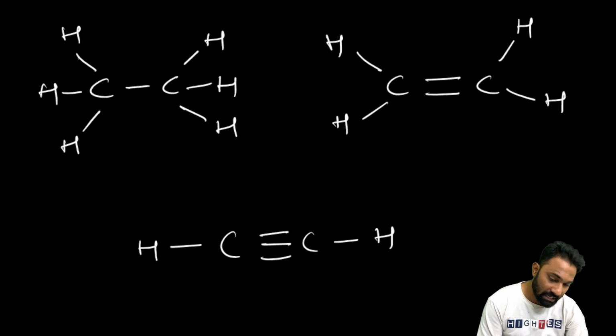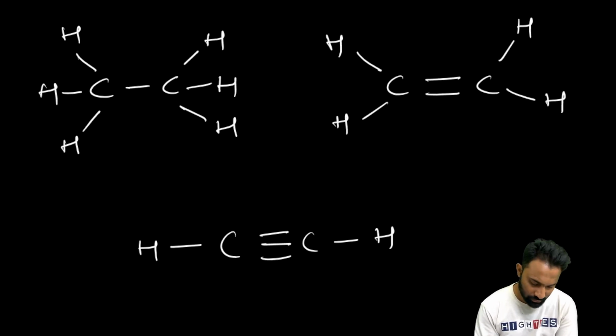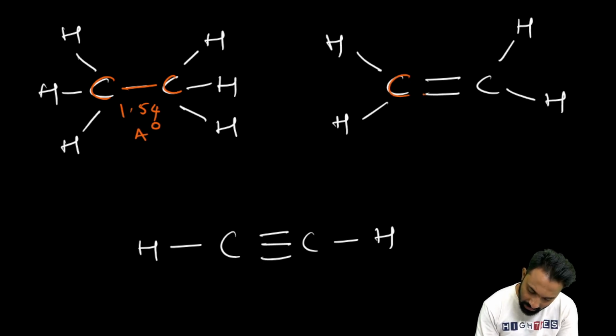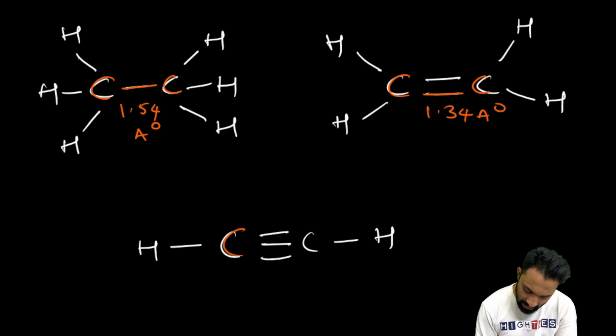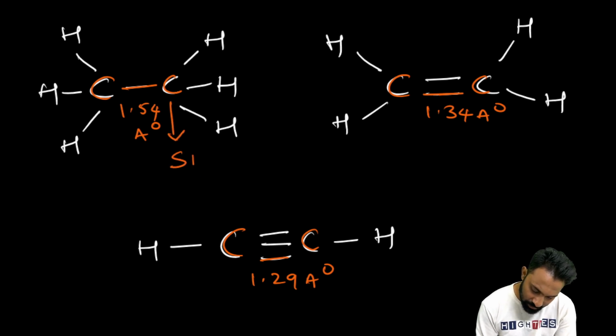They may or they may not. But try to remember this one. This carbon and this carbon bond length is 1.54 angstroms. And this carbon bond length will be 1.34 angstroms. Clear? And this carbon bond length will be 1.29 angstroms. Done? And this carbon hybridization is sp3.